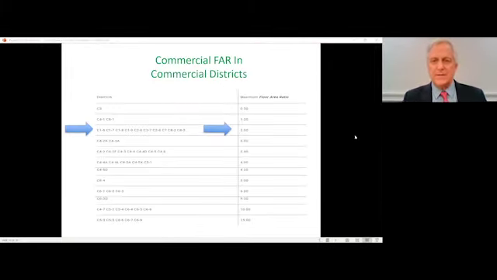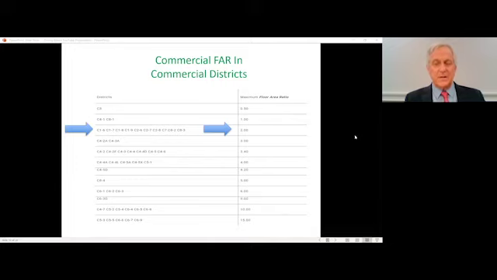So now we're going to look at the FAR in commercial districts. And as I said before, while a residential district only allows residential uses, a commercial district is a mixed use district and allows residential and commercial and community facility. So it has more complexities than a residential district. In a commercial district, there's a different FAR for the different uses. There's an FAR for residential, an FAR for commercial use, and an FAR for community facility use.